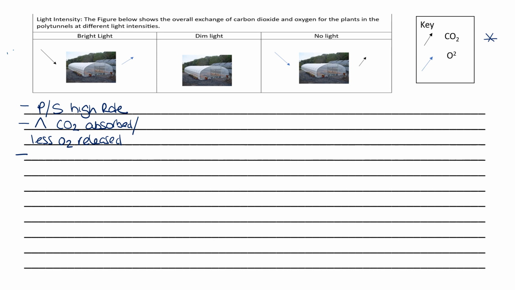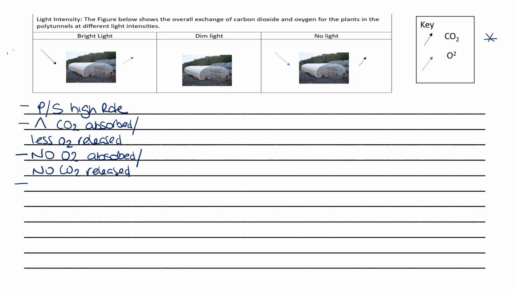The lack of arrows pointing inwards and outwards of the blue and the black also tells us that there is no oxygen being absorbed. And equally, it tells us that there is no carbon dioxide being released. So what that means is that the oxygen from photosynthesis is being used for respiration, and the carbon dioxide, the waste product of respiration, is being used for photosynthesis.